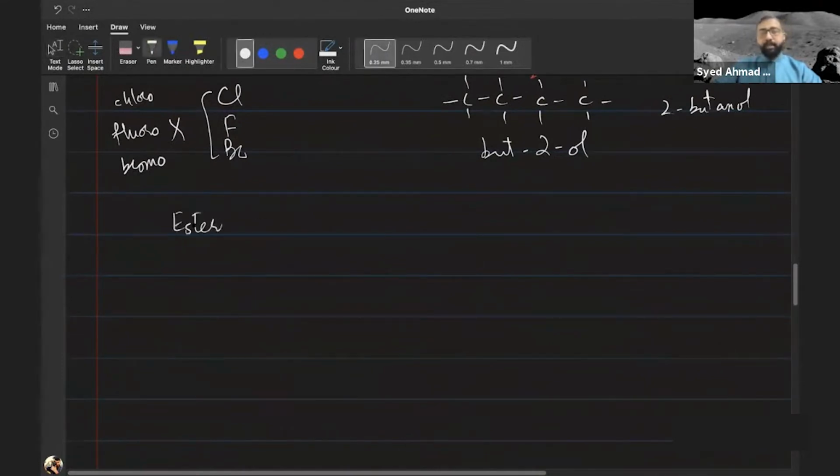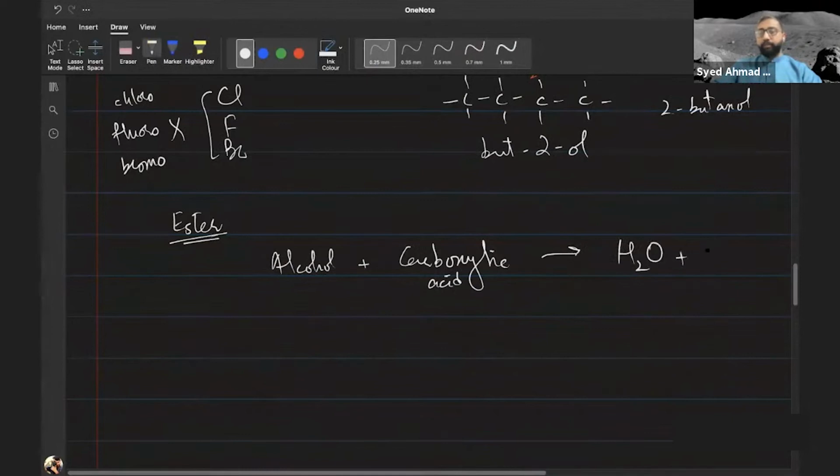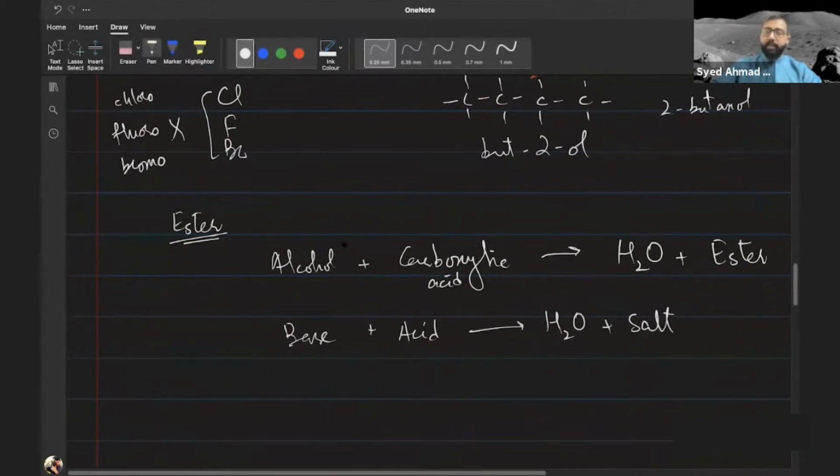पहली चीज एस्टर बनता कैसे है. एस्टर हमारे पास हमेशा एक अल्कोहल और एक कार्बोक्सिलिक एसिड से बनता है. ठीक है. क्यों? इसके लिए मैं आपको न्यूट्रलाइजेशन की एग्जांपल दूंगा. आपके पास न्यूट्रलाइजेशन में एक एसिड होता है और एक बेस होती है, and it produces water and salt, right? This is very similar to what you are getting here.